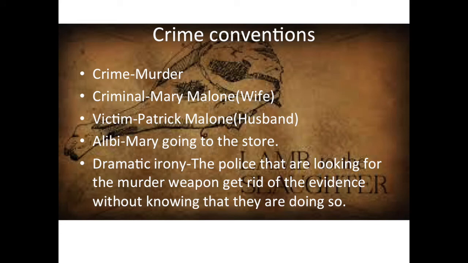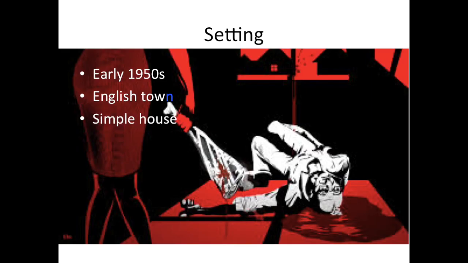Some conventions of crime in this story were the crime, which was murder, the criminal, Mary Maloney, the wife, the victim, Patrick Maloney, the husband, an alibi, which was Mary going to the store, and dramatic irony: the police were looking for the murder weapon and they got rid of the evidence without even knowing about it. The setting for this story was in the early 1950s in an English town and inside a simple house.